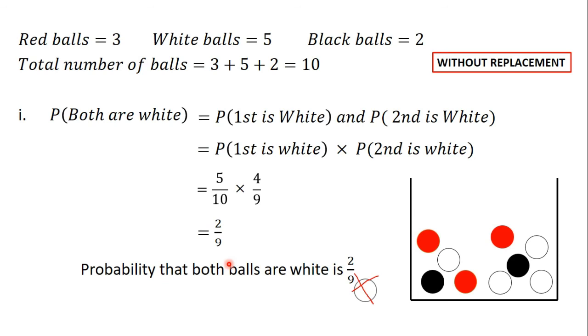The second part of the question says that we should find the probability that one ball is red and one ball is black. We are going to do that in the next video.